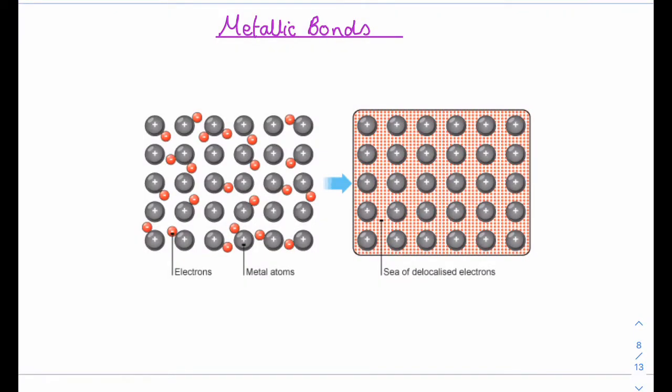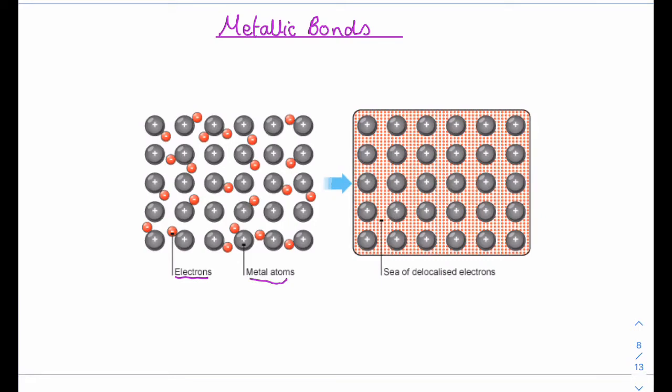Hi there, in this video we're going to look at metallic bonds. On the screen are two images, and we're going to start with the left hand side. So here we've got some electrons and metal atoms, and those electrons are in the metal atoms' outer shells.